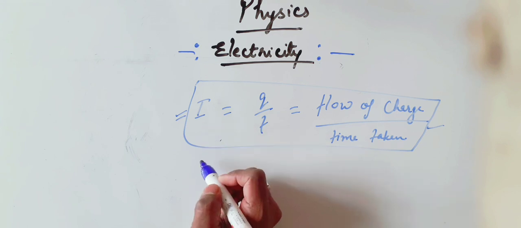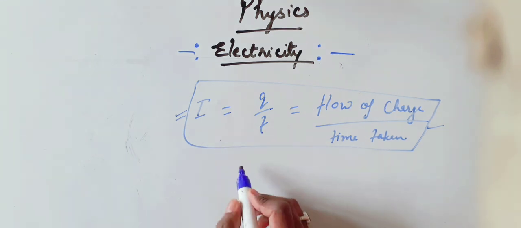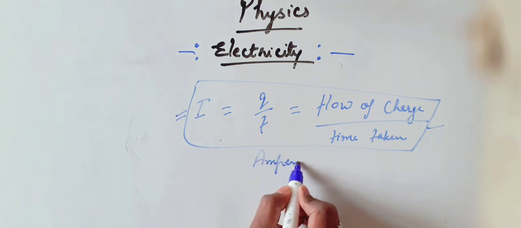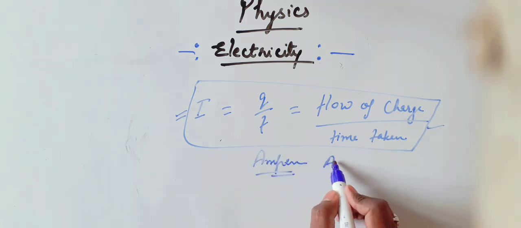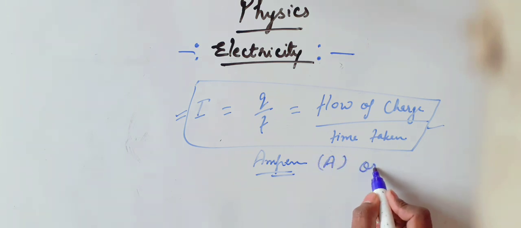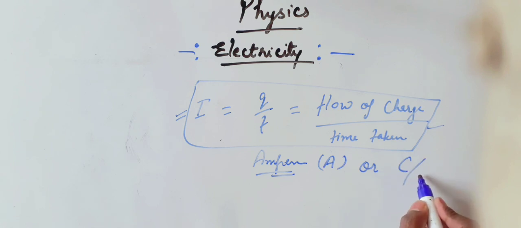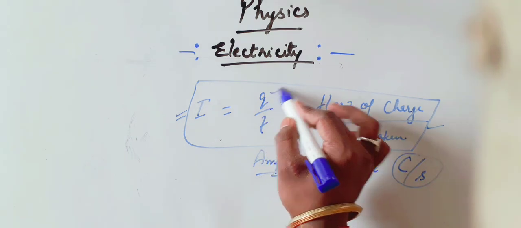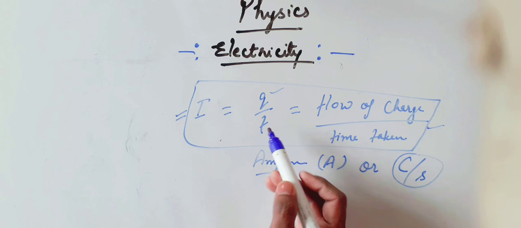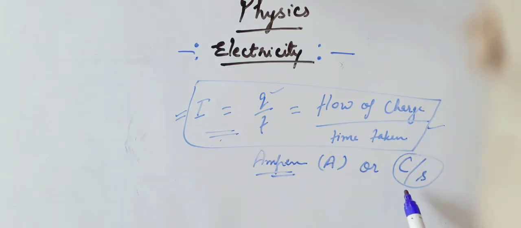What is the SI unit of electric current? The SI unit of electric current is ampere. It is represented by A. Or you can say Coulomb per second, because the SI unit of charge is Coulomb and the SI unit of time is second. So according to this formula, Coulomb per second is also an SI unit of electric current.